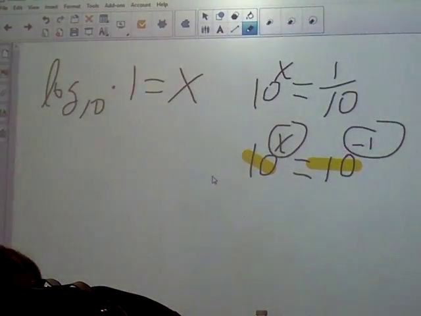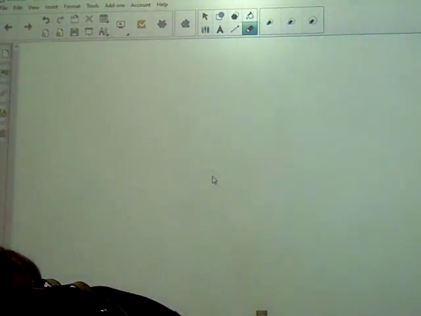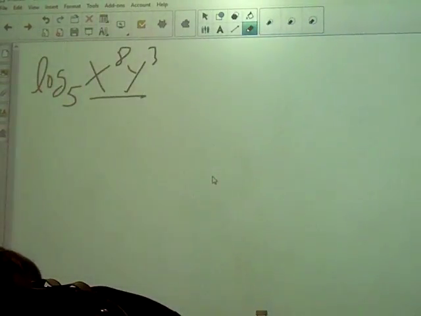All right, number 8. All 3 properties are used in this expression. I got log base 5 of x to the 8th, y to the 3rd, divided by 7. Remember, multiplication and addition are friends in our properties. Subtraction and division are friends in our properties, and exponents become coefficients in our properties.